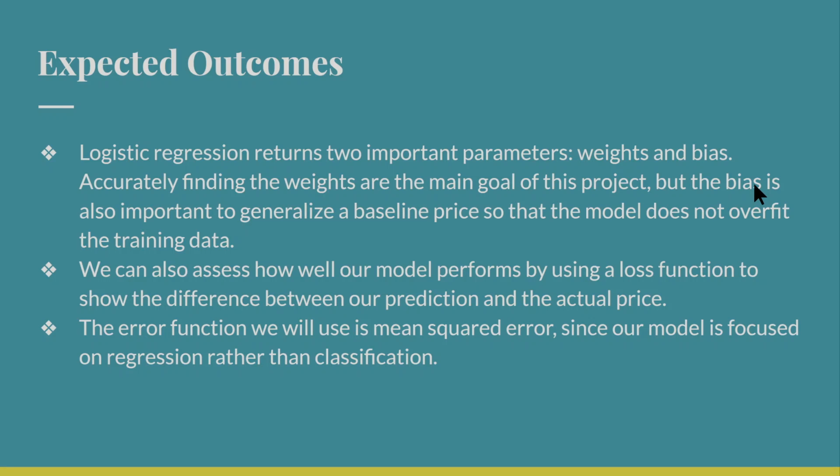Of course, some of our data is going to be unlabeled, but that's okay because we can predict the price anyways. Obviously cars have value based on different aspects, and we can figure that out even if our test data is unlabeled. And the error function we'll use is mean squared error because our model is focused on regression rather than classification.